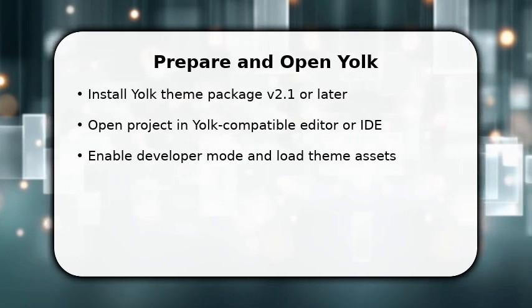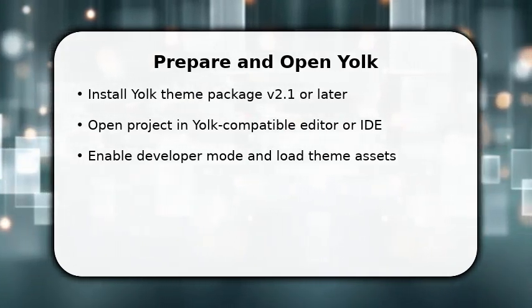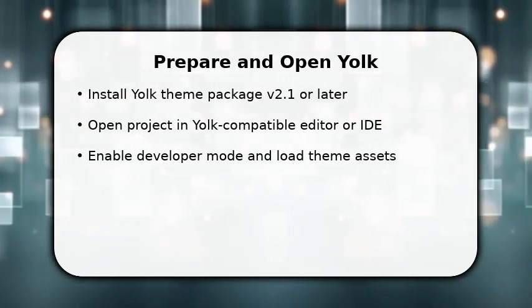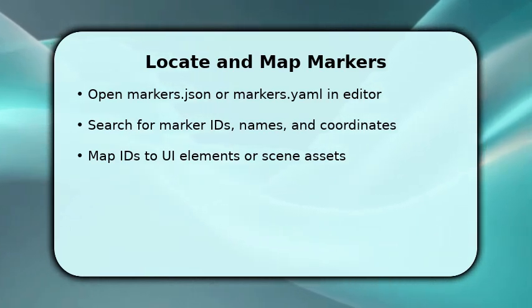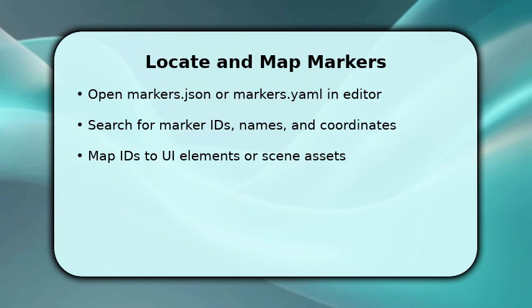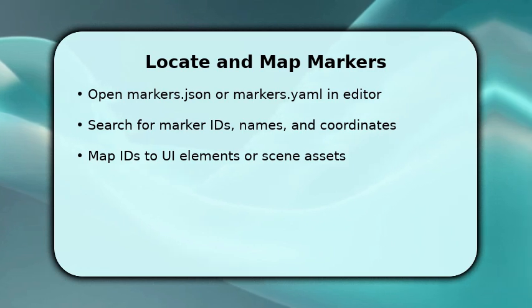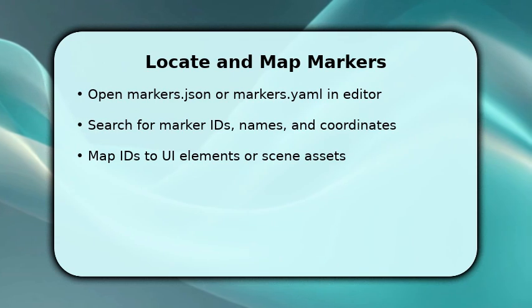Now locate the theme's marker file, usually named markers.json or markers.yaml, so you can begin mapping visual markers to their ID. Next, you examine the marker file directly to find the markers. Open markers.json or markers.yaml, and search for marker ID, human-readable names, and any coordinate or anchor data. This tells you where each marker sits visually.